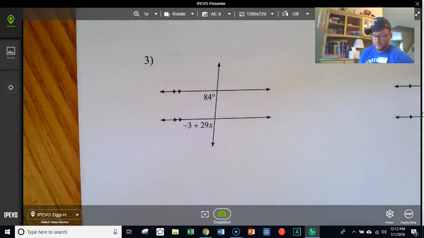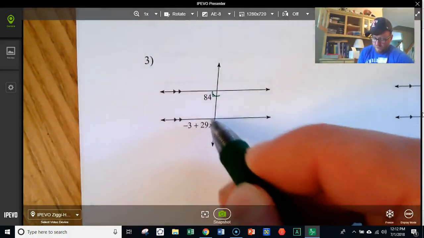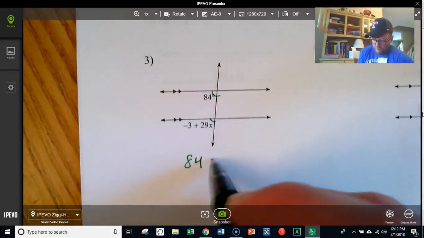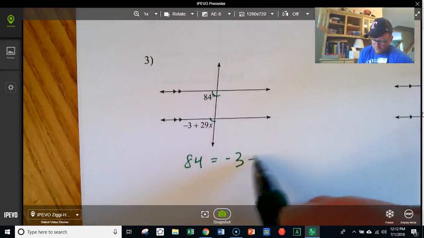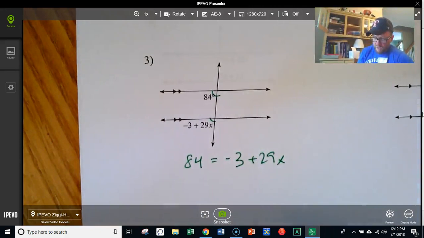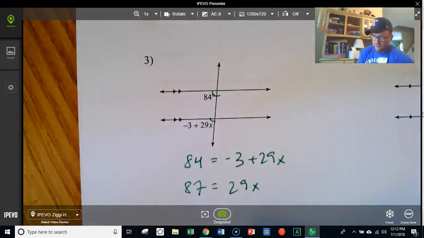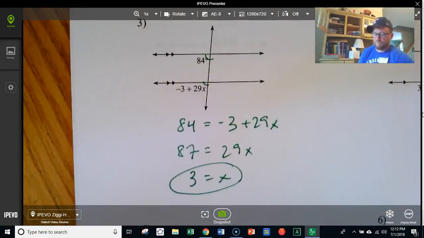Alright, here. These are corresponding angles, so that means that 84 must be equal to negative 3 plus 29x. Let's see, I'll add 3 to both sides. 87 equals 29x. Let's see, 30 would be 3, so this is 3 equals x when you divide by 29 on both sides.